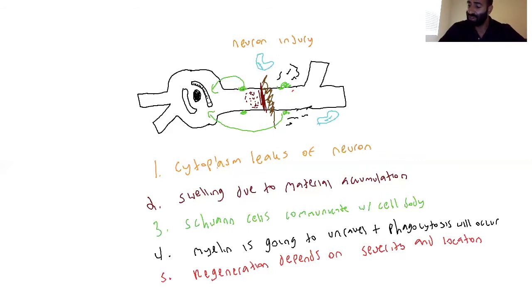Okay, so we talked a bit about axonal injury. We talked a bit about glial cells. And next up, we're going to talk about events of an action potential. Sweet.